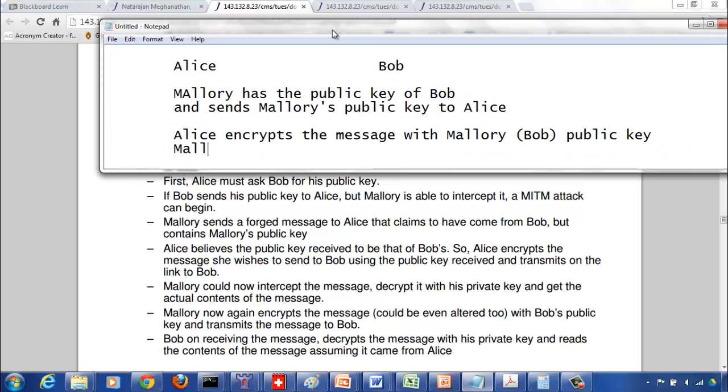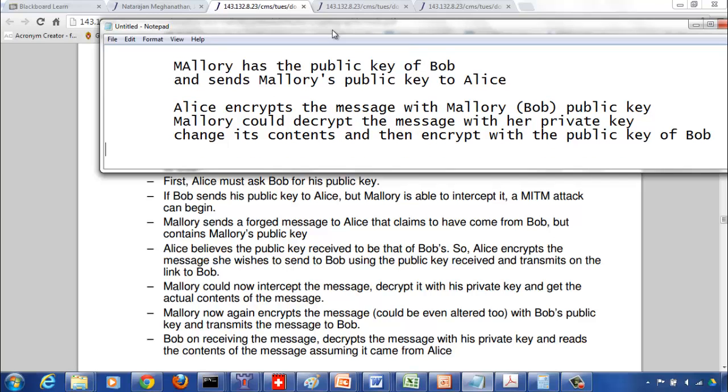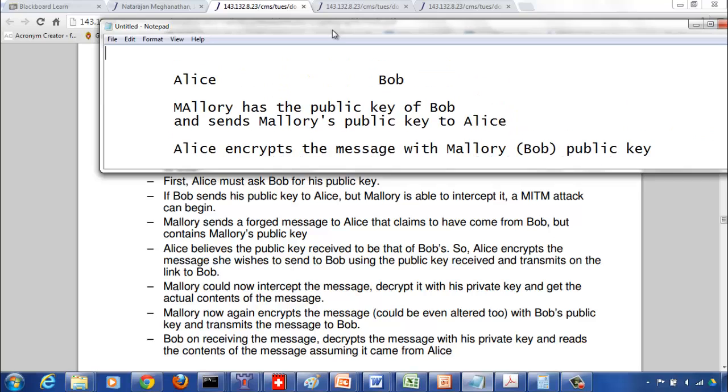So Mallory could decrypt that message with her private key and change its contents if needed, or at least find out what is there, and then encrypt with the public key of Bob. So only when Bob gets it, he can decrypt with his private key, but already the damage is done because Mallory was able to change the message. So the problem occurred because of Bob sending his public key as it is on the channel, and Mallory was able to grab it and send her own public key to Alice and make her believe that whatever she's getting is the public key of Bob.